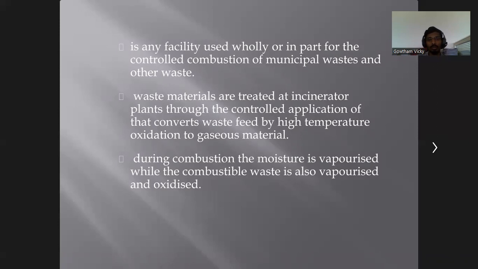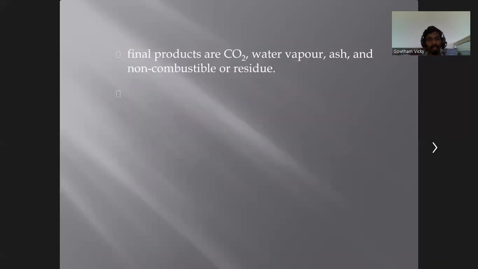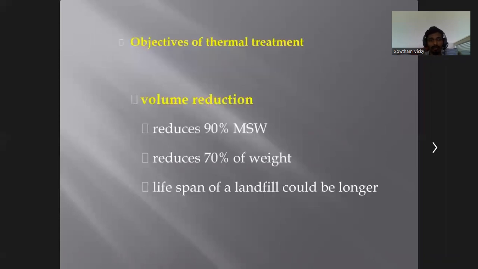Through controlled application, the waste feed is converted by high temperature oxidation into gaseous materials. During the combustion process, the moisture is vaporized, while the combustible waste is also vaporized and oxidized. This is the process of incineration. In this process, the final products are CO2, water vapor, ash, and non-combustible or reduced materials.